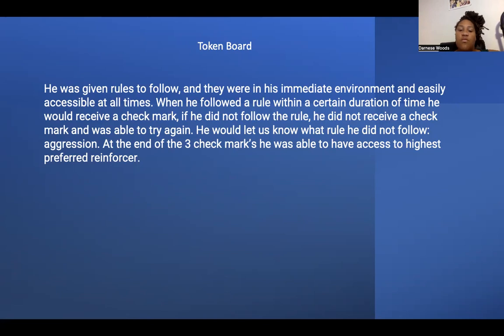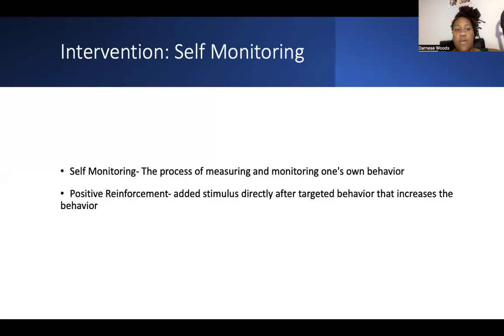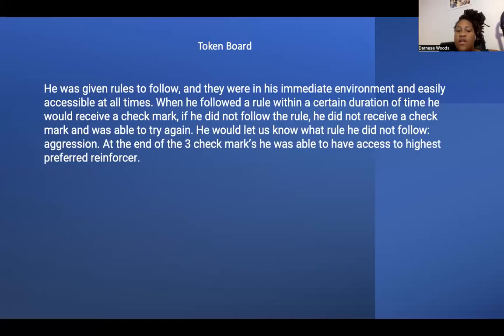If he did not follow a rule, he did not receive a check mark and he was able to try again. We didn't take the check mark away because then that would go more into the punishment procedure, and we are doing positive reinforcement. So we are adding. So if he did not follow a rule, he did not get a check mark. And he was just able to try again after that 5-minute duration timer went off.